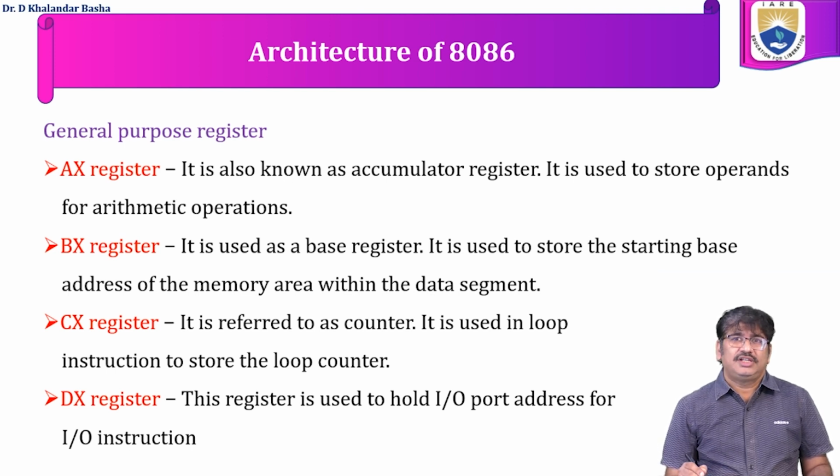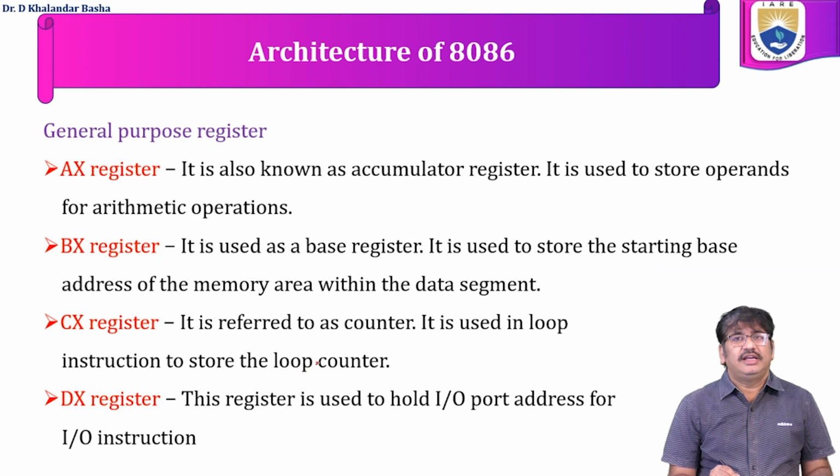The AX register is also known as the accumulator register. It is used to store operands for arithmetic operations. The BX register is used as the base register. It is used to store the starting base address of the memory area within the data segment.